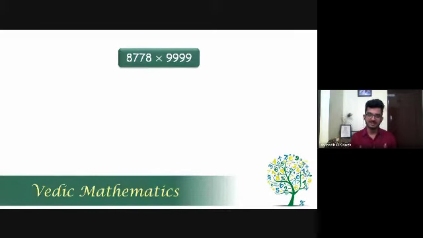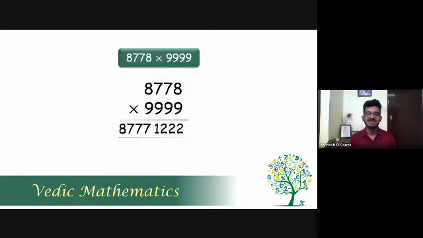So it's a case 1. Both multiplicand as well as multiplier are having the same number of digits. So you can subtract 1 from the multiplicand. You get 8777. And to obtain the right part of the answer, subtract each of the digits of the multiplicand from 9.